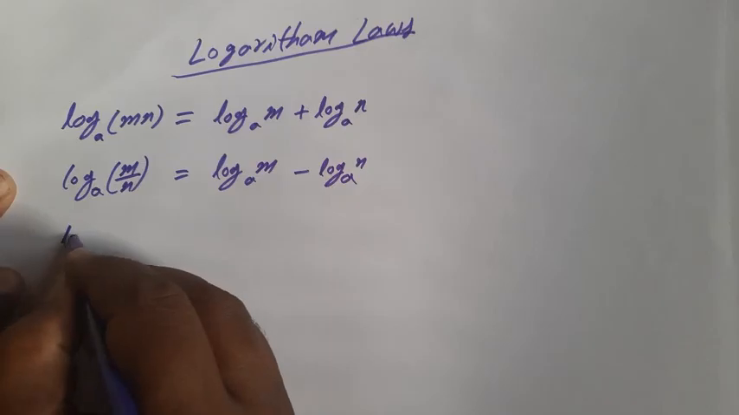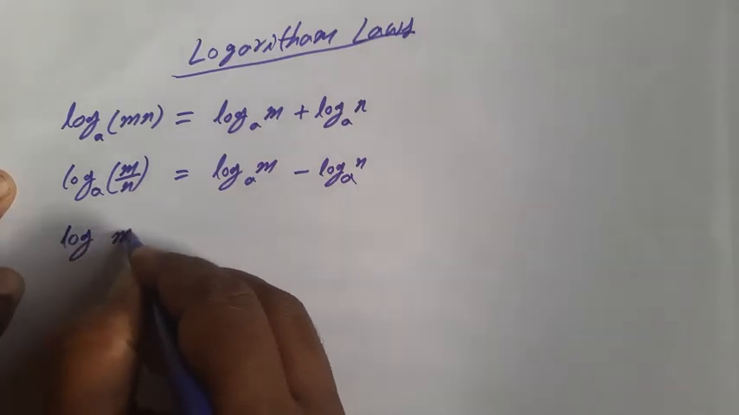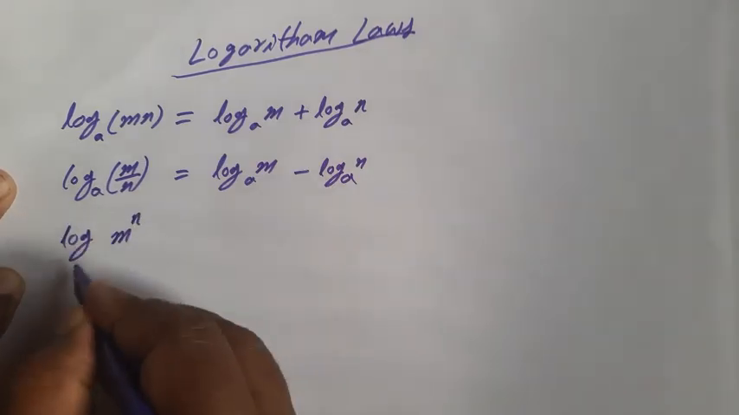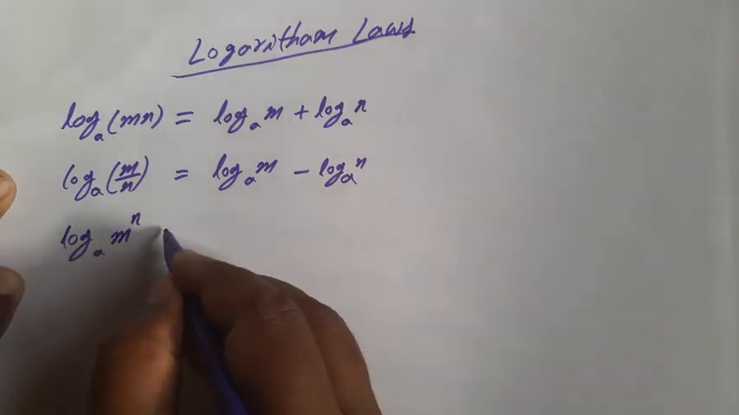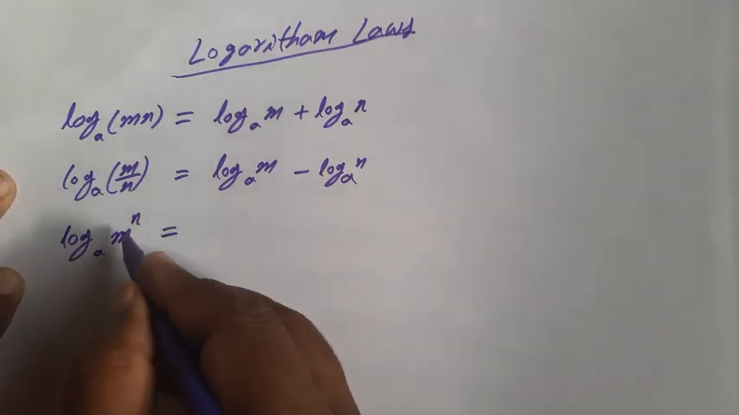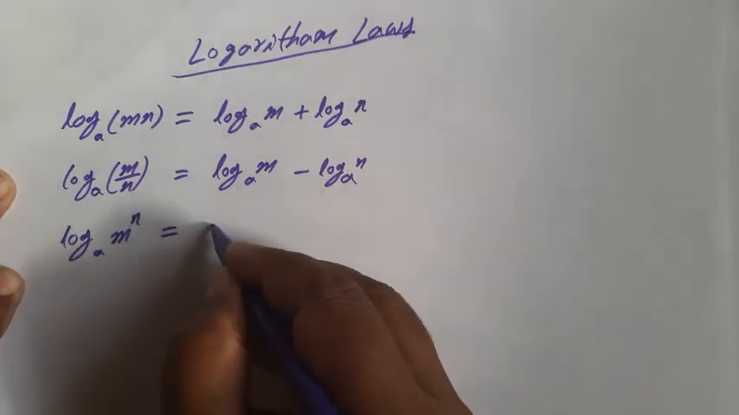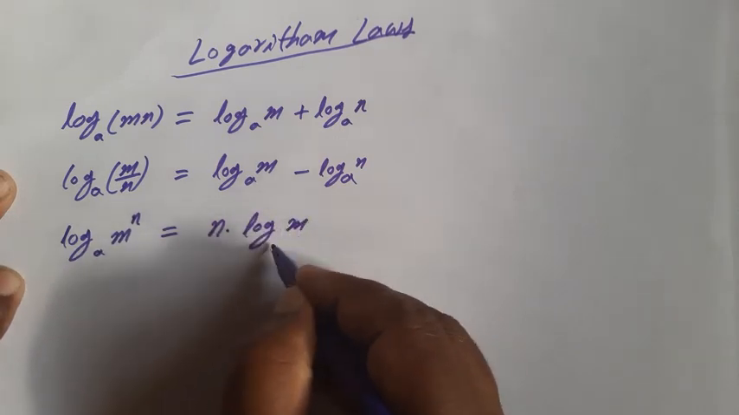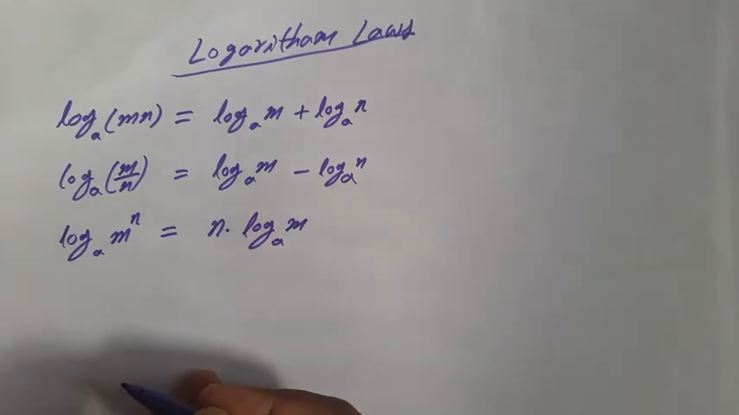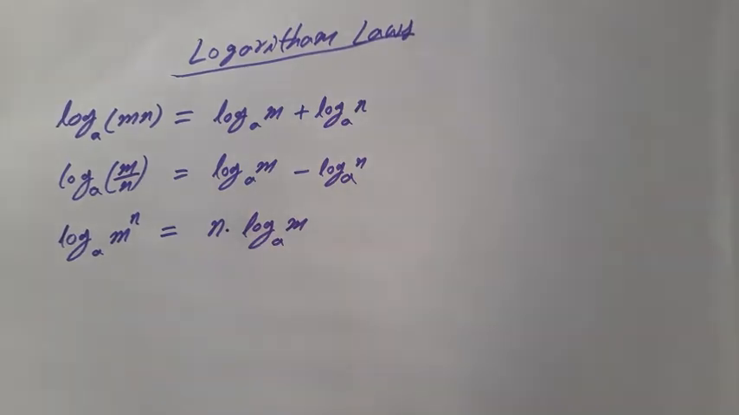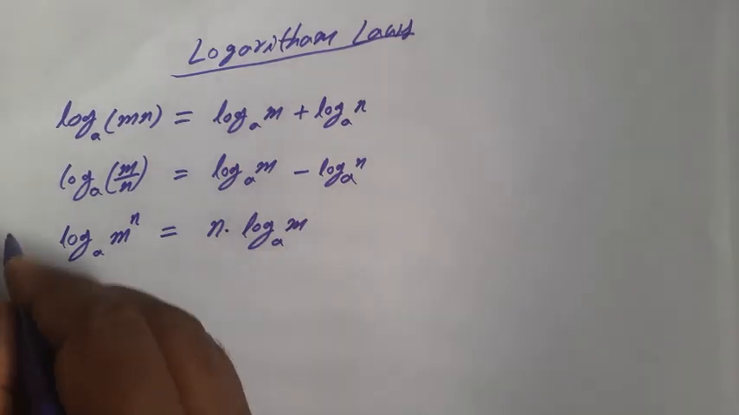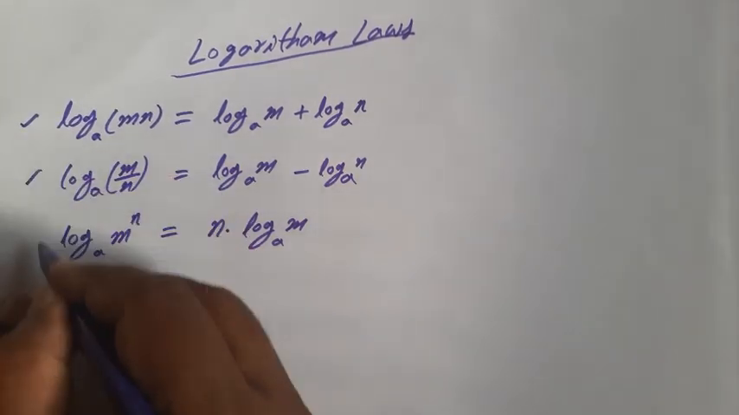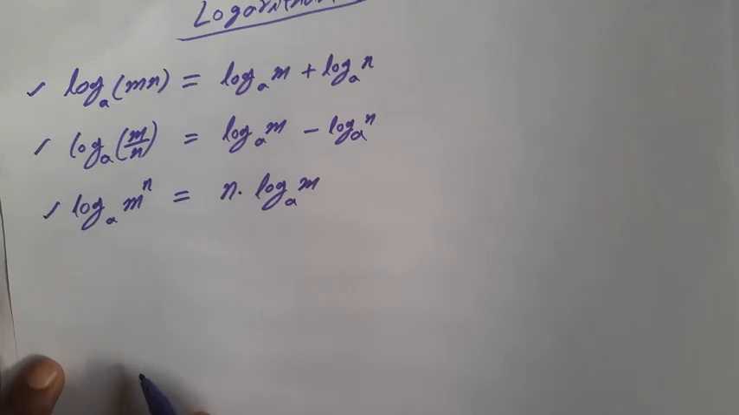Okay, now one more important one. Log m to the power of n base a. This one we already discussed, right? n comes to the front: n log m base a. So these are the main ones. Now one more is there.